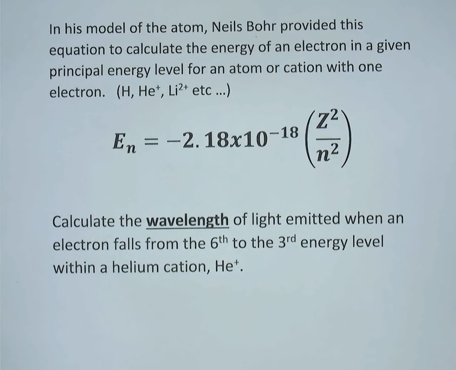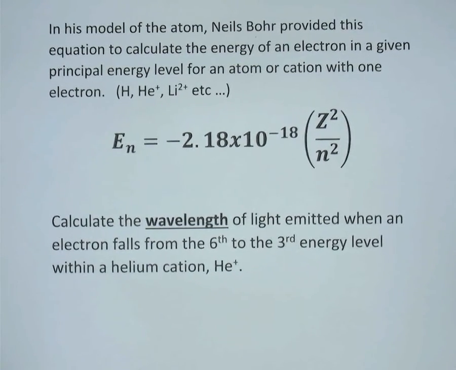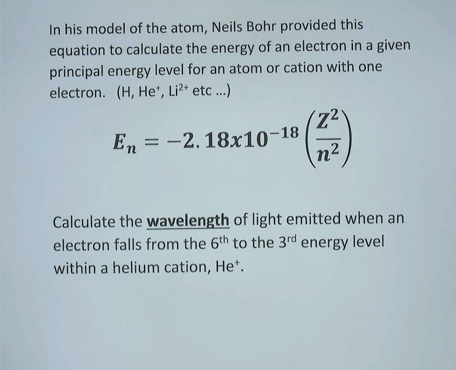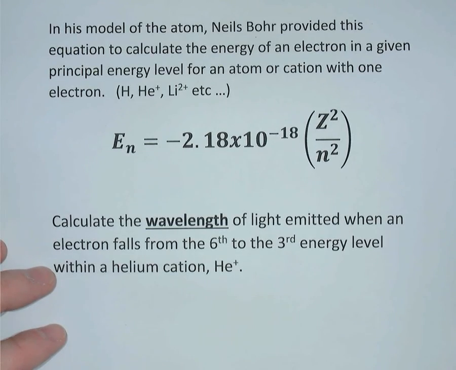Niels Bohr is famous for the Bohr model of the atom, which has been replaced. He helped replace it with the quantum model of the atom, the quantum mechanical model of the atom, which views electrons now not just as particles, but as particle waves. In his original model, though, Bohr calculated the energy of electrons in different orbits within the atom. He gave us this equation. This is a simplified version of his equation.